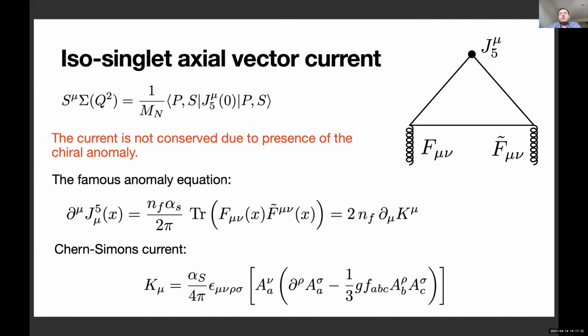A non-trivial property of this current is, of course, that the current is not conserved. The non-conservation of this current is due to the presence of the triangle diagram. If you calculate the triangle diagram and take its divergence, you find that it's not zero, but it's defined by the trace of the F F dual combination. So that is a non-conserved current.